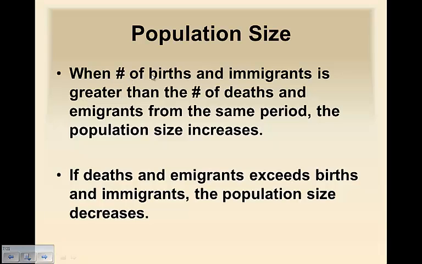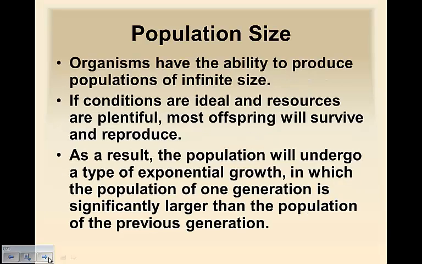So when we look at the number of births and immigrants, things moving into an area, and when that is greater, when there's more births and immigrants into an area than the number of deaths and emigrants, so basically more coming in versus more going out, obviously your population size is going to increase. And consequently, if the deaths and emigrants exceed births and immigrants, the population size decreases.